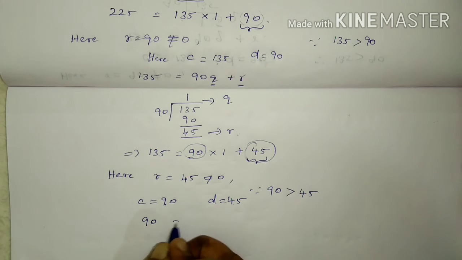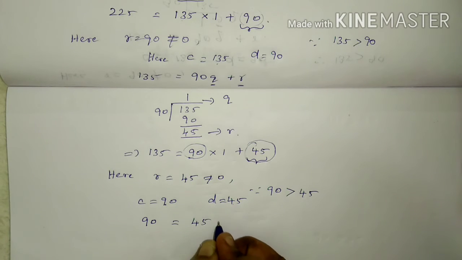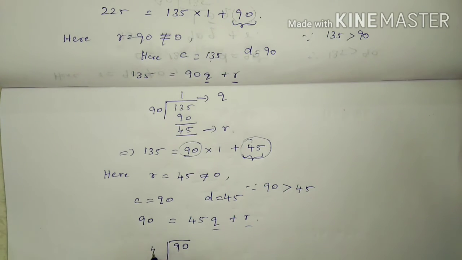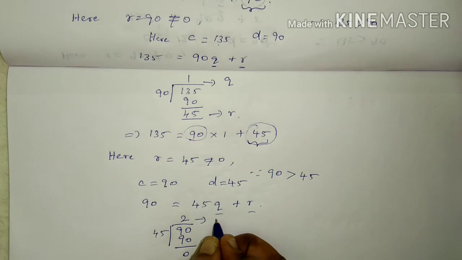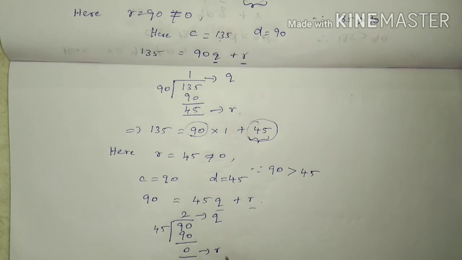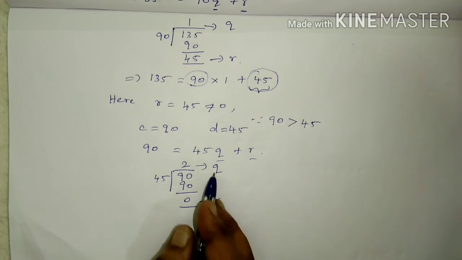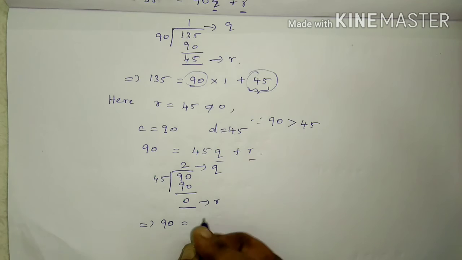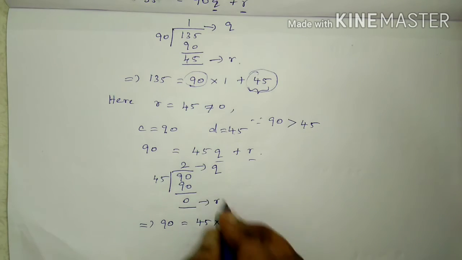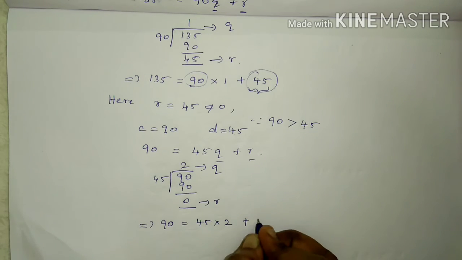So applying Euclid's algorithm to these two C value and D value, that is 90 and 45, we get 90 equal to 45 into Q plus R. So in order to find the value of Q and R, we have to divide this 90 by integer 45. So 2 times is 90, remainder 0. Here 2 is the value of Q and 0 is the value of R. So substituting these two values in the equation, we get 90 equal to 45 into Q value is 2 and the R value is 0.